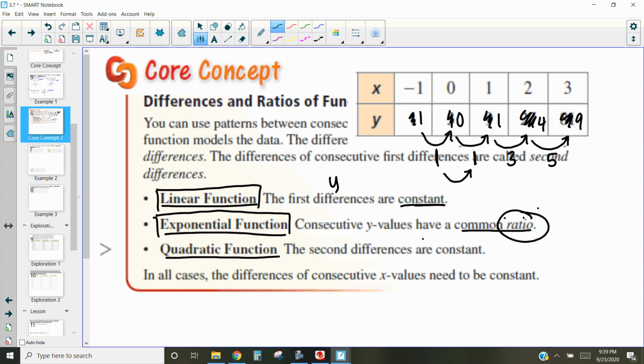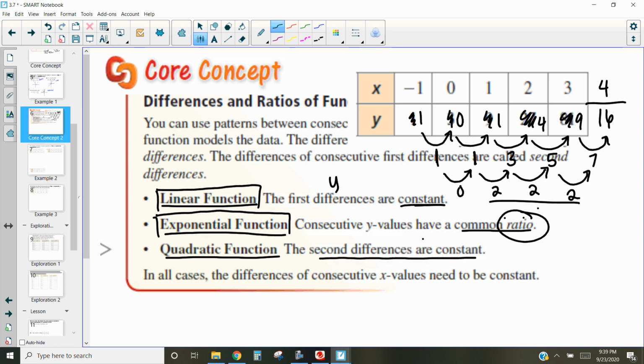So the differences of these are 2, 2, 2. If we went to the next one, 4 would give us a 16 here. This one goes up by 7. The difference here is 2. Do you see how the difference between all of these is 2 right here? Because these all have the same difference, that second difference is a constant, and therefore this is a quadratic equation.